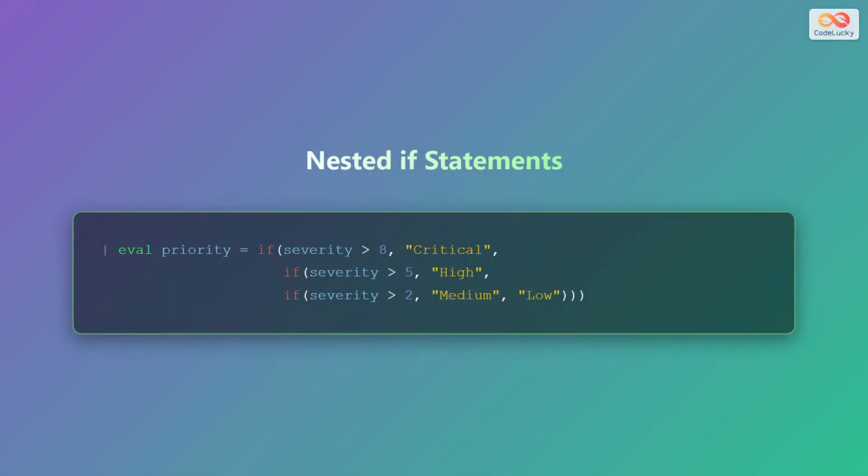When you need to evaluate multiple conditions in sequence, you can nest if statements within each other. This example creates a priority field based on severity levels. The outer if checks if severity is greater than 8, returning critical if true. If false, it evaluates a nested if that checks if severity is greater than 5, returning high if true. The innermost if checks if severity is greater than 2, returning medium if true or low if false. This creates a 4-tier priority system based on numerical severity values.